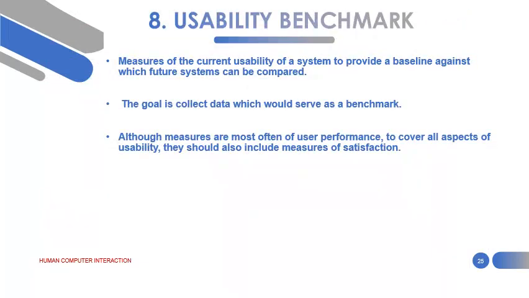So another technique we're going to look at is usability benchmark. With usability benchmark, we use a benchmark basically. A benchmark is a metric system, or should I say, it's a reference point that we compare things against. So the benchmark usability measures the current stability of a system to provide a baseline against which future systems can be compared.